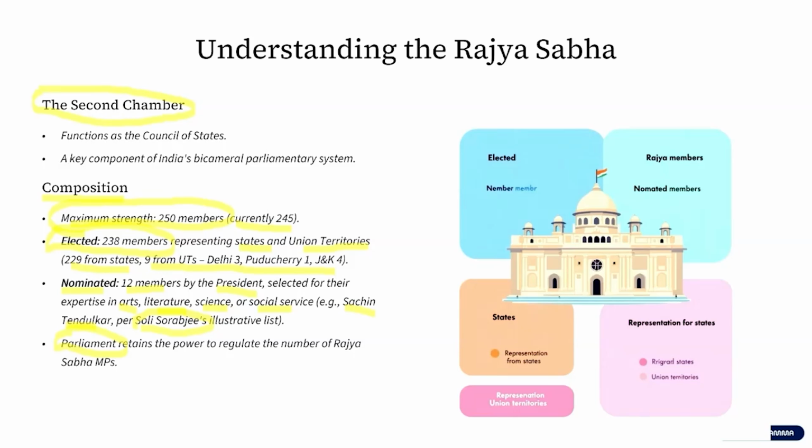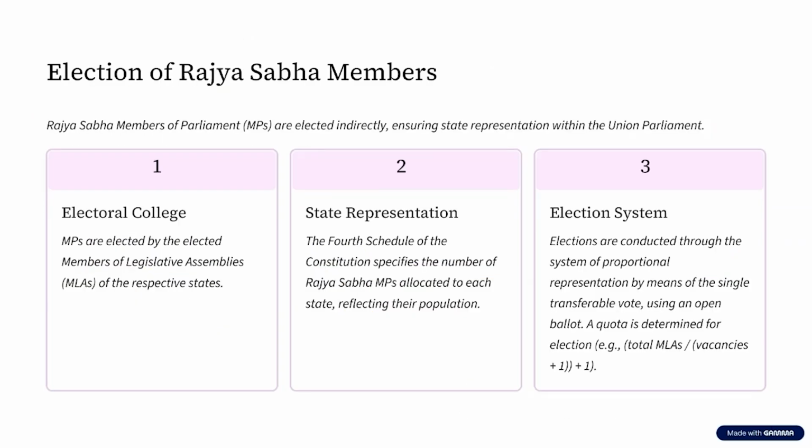Am I clear? So, the maximum strength of Rajya Sabha at the current time is 250 members. Out of these 250 members, 238 members are elected and 12 members are nominated. So, who has the power to regulate the number of Rajya Sabha members? It is nothing but the Parliament of India that has the power to do it. I hope this is clear. Now, let us move into the next aspect.